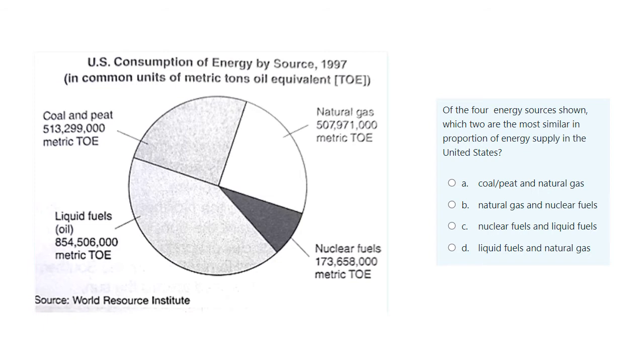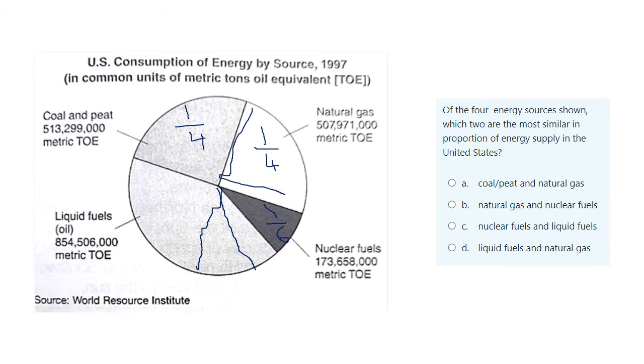23. Of the 4 energy sources, which 2 are most similar in the proportion of energy supply in the United States? Well, this is quite easy. This one is about a quarter. This one is also about a quarter. If we were to do like this and do like this, we could say that if we would divide this into 6, then this would be 1/6.